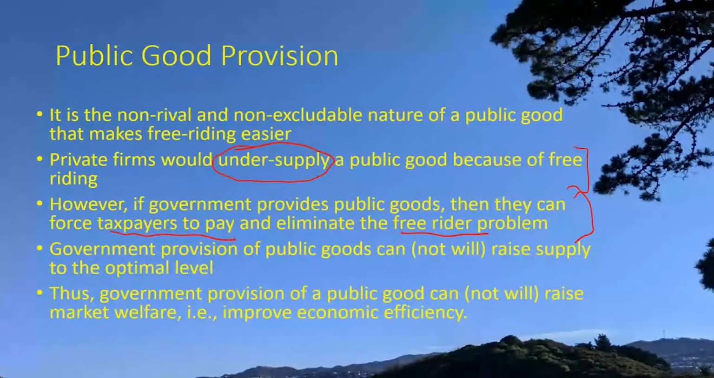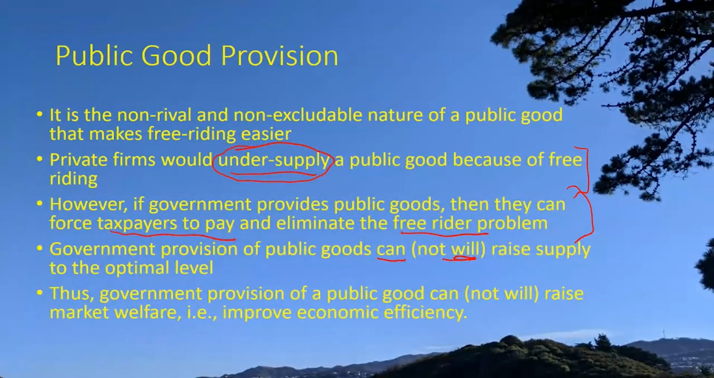All right? So that power of the government can be useful in this particular circumstance, because the government can then just force taxpayers to pay, and then they can use those taxes to finance public good provision and actually provide the benefits that are going to come from that. And so instead of undersupplying the public good, the government can actually create an appropriate level of the public good. And that's a good thing. Now, I want to highlight here that government provision of public goods can, but not will, raise supply to the optimal level. Here I want to distinguish between what's possible but not automatic.